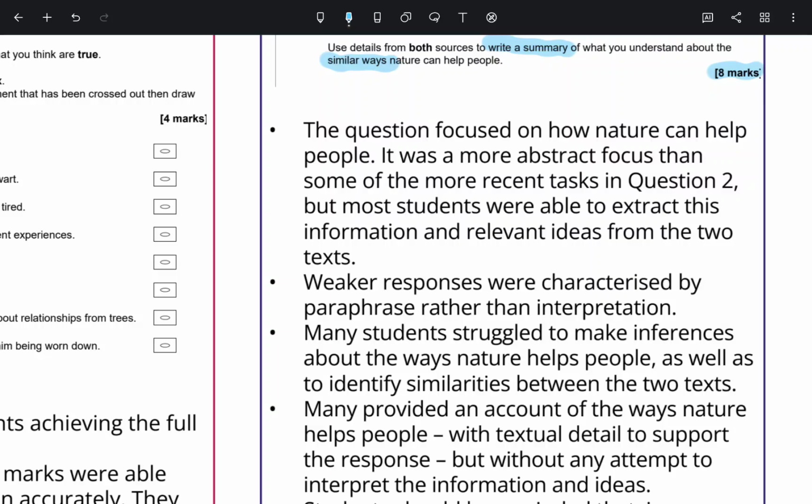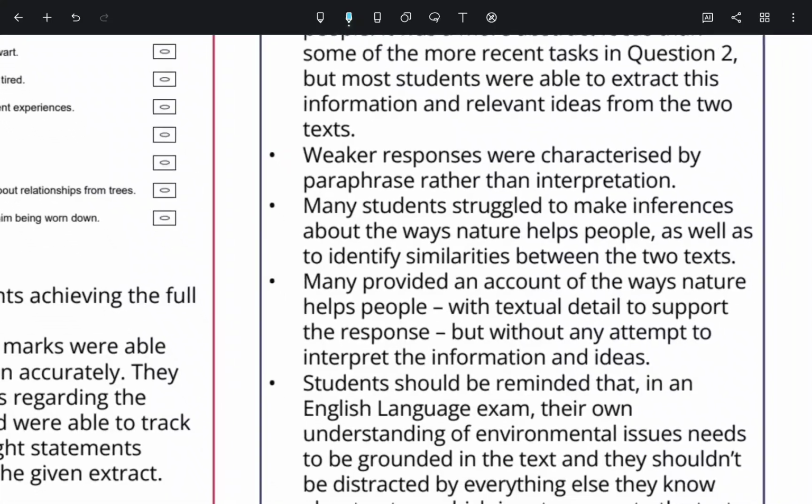The question focused on how nature can help people. It was a more abstract focus than some of the more recent tasks in question 2. But most students were able to extract this information and relevant ideas from the 2 texts. Weaker responses were characterized by paraphrase rather than interpretation. Many students struggle to make inferences about the way nature helps people, as well as to identify similarities between the 2 texts. So yes, you need to make sure you are providing good detailed inferences.